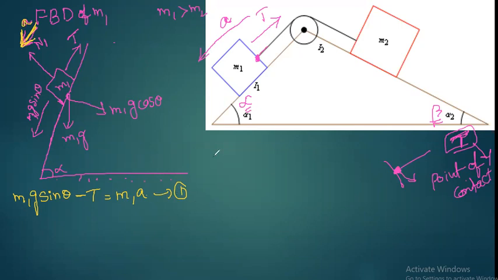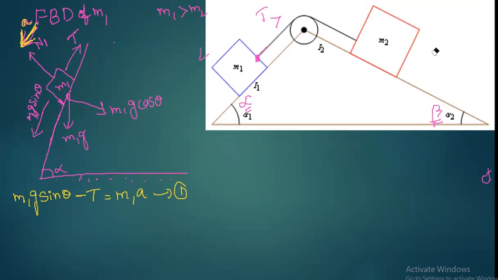Next, we go to the second body, that is M2. Let us write the equation for that. Come on, now you try on your own how to draw the second free body diagram. How to draw? Come on, let us observe that.